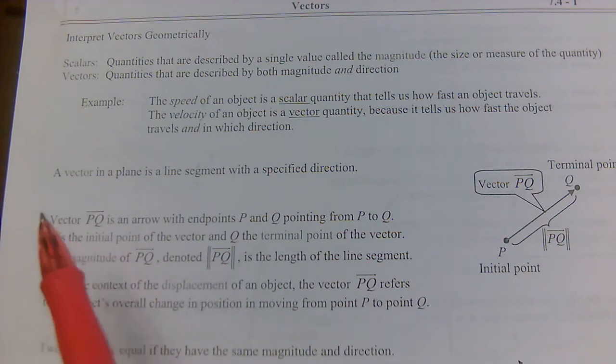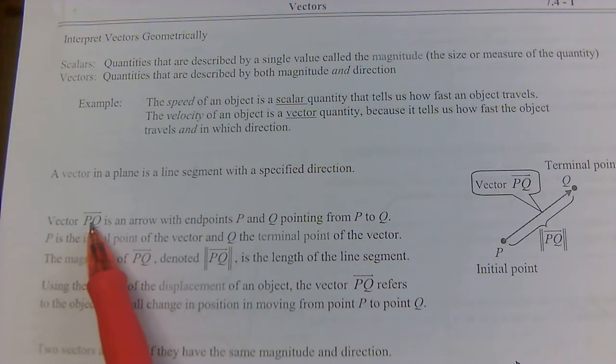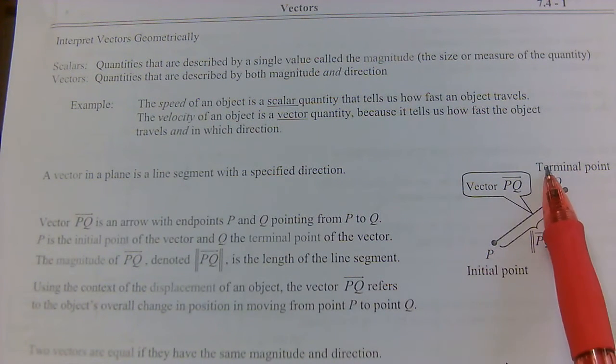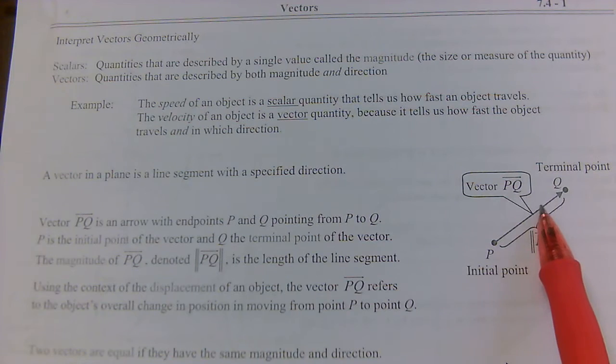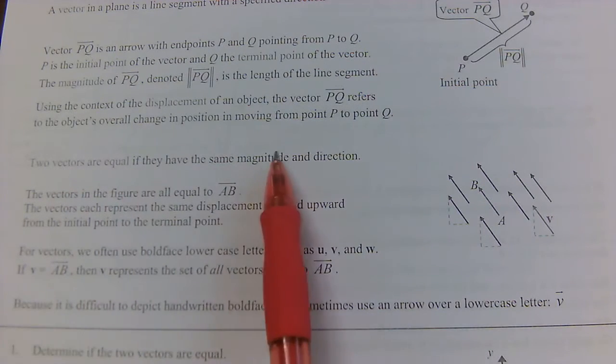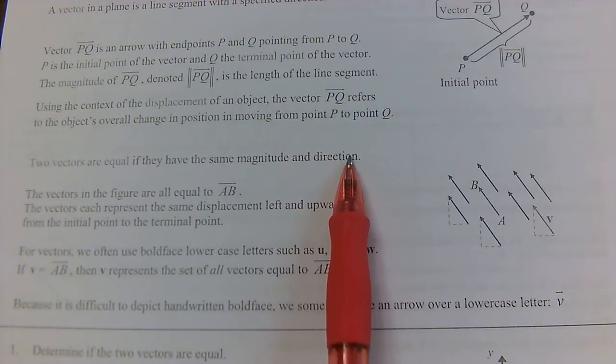The vector itself is going to have an initiating point, which is P, and then the terminating point, which is Q. So I'm going to say initiating point is where it starts, and then the terminating point is the arrow or where it ends up. Okay? The length of that vector is called the magnitude. Two vectors are equal if they have the same magnitude and direction.